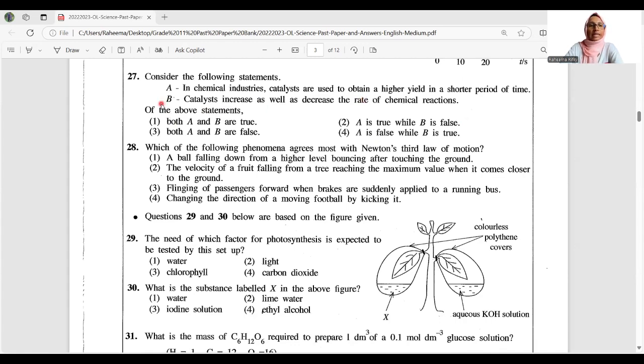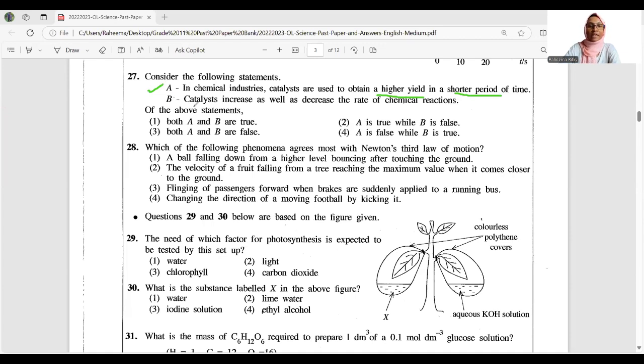We'll go with A. In chemical industries, catalysts are used to obtain a higher yield in a shorter period of time. I have already underlined what they are emphasizing most: higher yield. Of course, we are using a catalyst to increase the rate of reaction. That is the definition of a catalyst. Therefore, statement A is correct. We always get a higher yield in a short period. We don't take much time if we are using a catalyst.